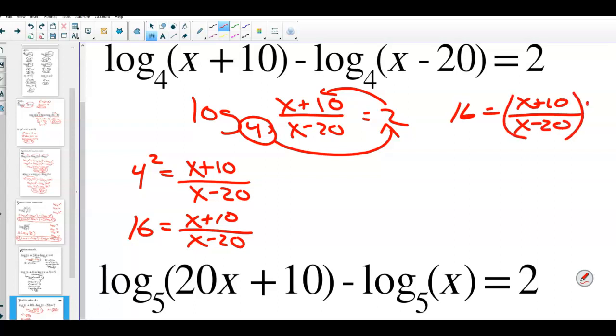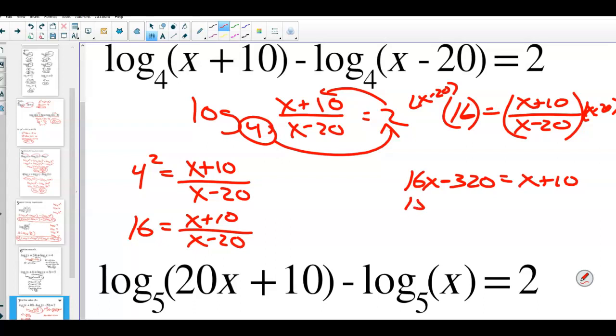We multiply both sides by x minus 20. And that leaves us with 16x minus 320 equals x plus 10. Subtract x, you get 15x. You add 320, you get 330. And my x equals 22.